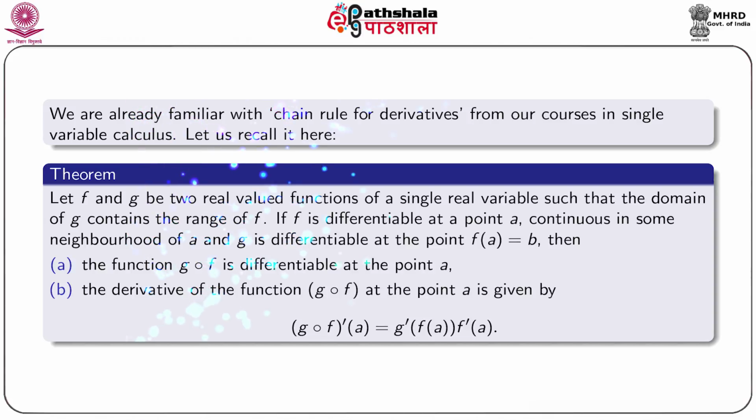Whenever it is differentiable, the next question is what is the derivative? The derivative of the function G compose F at the point A is given by the following: (G compose F)' at A equal to G' of F(A), times F'(A). Both G'(F(A)) and F'(A) are real numbers, so that their product is well defined.